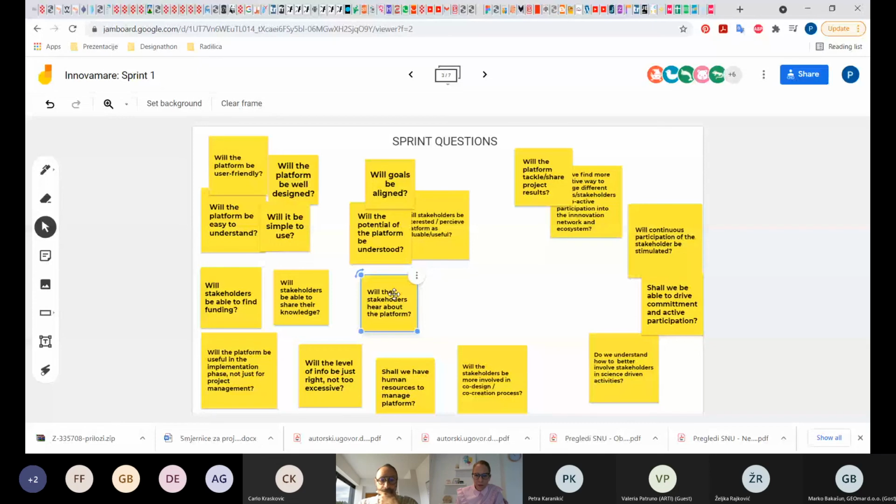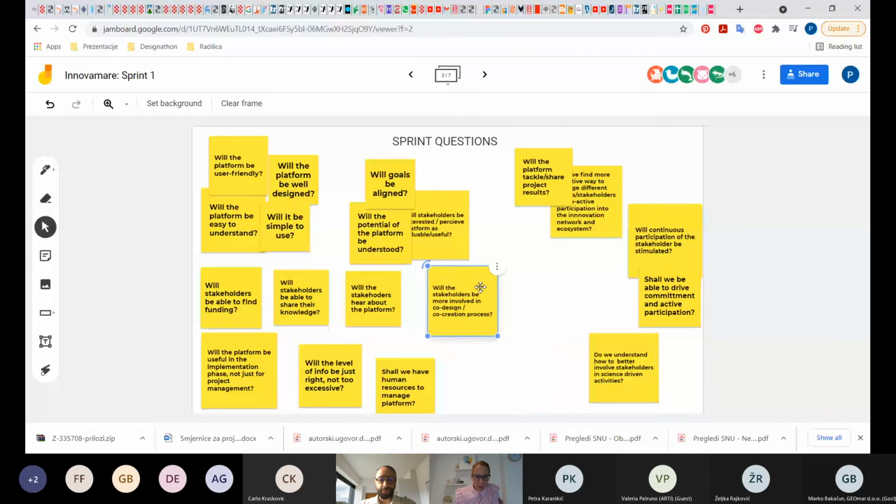So regarding involvement, we mentioned: will continuous participation of the stakeholders be stimulated? Shall we be able to drive commitment and participation? This is more specific on how to better involve stakeholders in science-driven activities, but the broader question is, will the stakeholders be more involved in co-design, co-creation? So I would say from all parts in science-driven activities, but also vice versa, right?